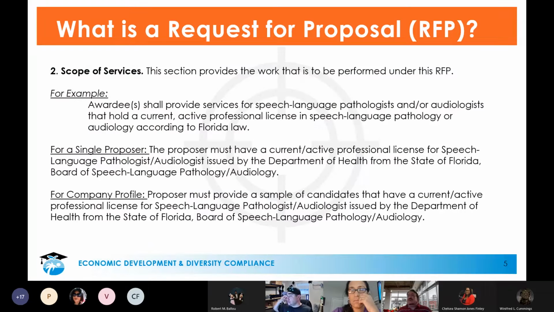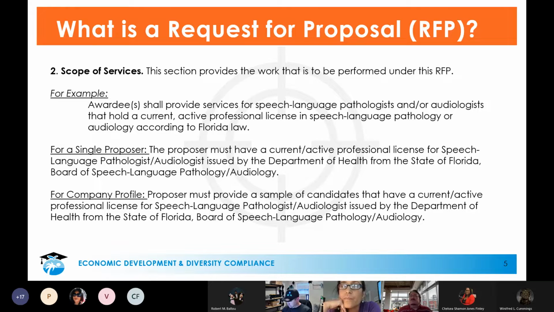So our next slide is the scope of services. And basically, this is the section that provides the work that is to be performed under the RFP. For an example, awardees shall provide services for speech language pathologists and/or audiologists that hold a current active professional license in speech language pathology or audiology according to Florida law. Okay, we just kind of mentioned that before.